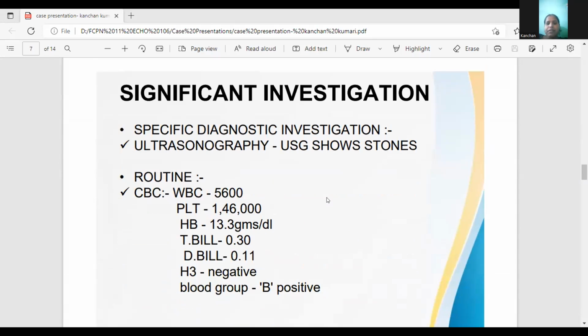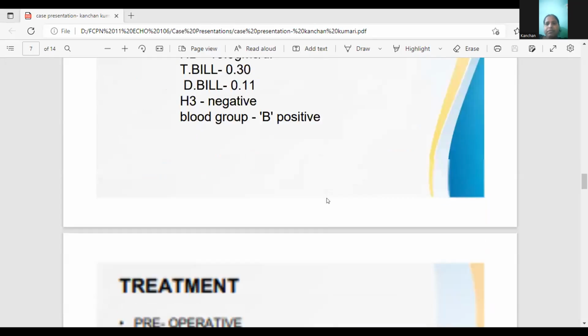Surgical investigation and diagnosis: ultrasonography, routine CBC, WBC 56, platelets 1.46, HB 13.3, total bilirubin 0.30, direct bilirubin 0.11, HIV negative, blood group B positive.